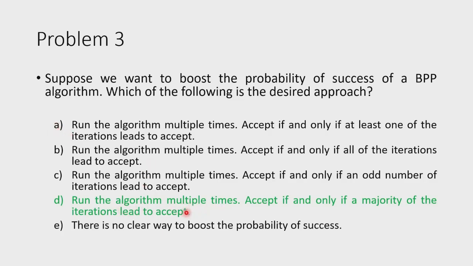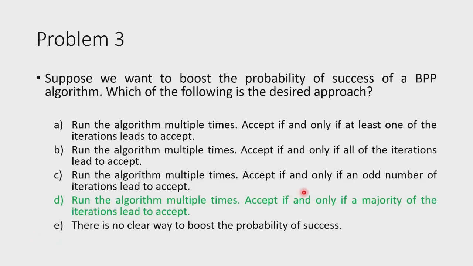Suppose you run an RP algorithm multiple times. If it outputs 1, you are sure that x is in the language. But if you run a BPP algorithm multiple times and it outputs 1, it might be wrong. So you can't just say if it outputs 1 at least once we accept, or if it outputs 1 all the time we accept. You have to do something in between. And majority is exactly that.